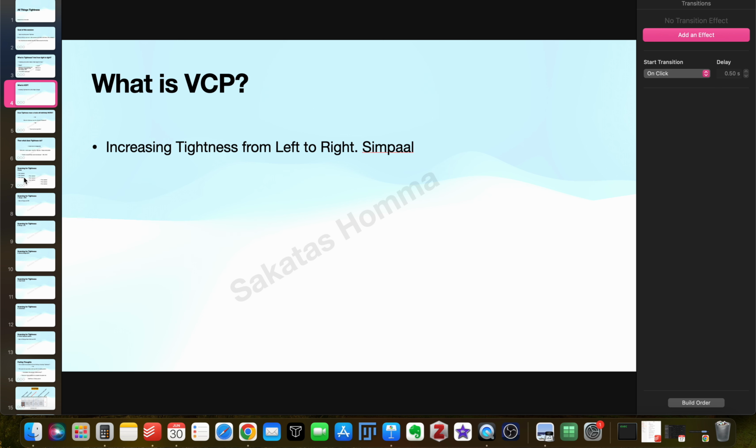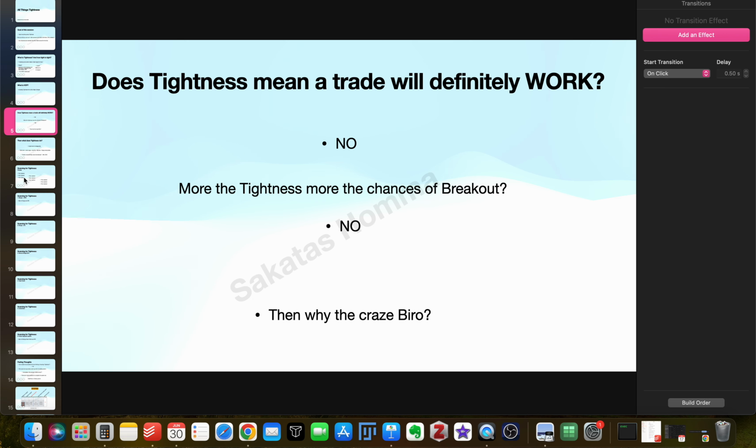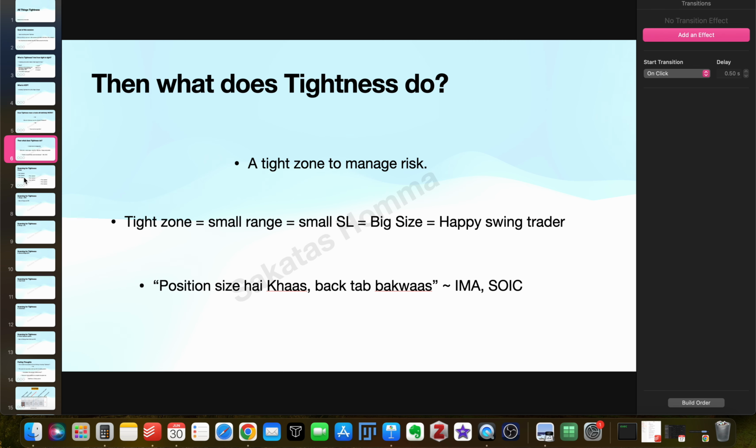What is VCP? VCP is increasing tightness from left to right. Simple as that. Does tightness mean a trade will definitely work? No. Does more tightness mean more chances of breakout? No. Then why is the craze about tightness? Because tightness gives you a tight zone to manage your risk. Tight zone means small SL.